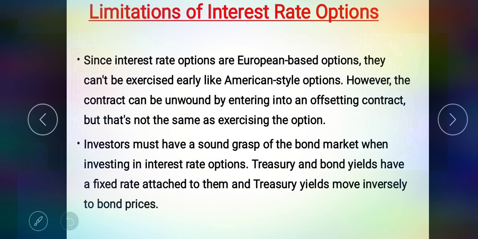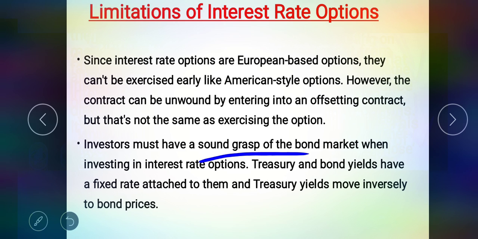Limitation of interest rate options. Since interest rate options are European-based options, they can't be exercised early like American style options. However, the contract can be unwound by entering into an offsetting contract, but that's not the same as exercising the option. Investors must have a sound grasp of the bond market when investing in interest rate options.